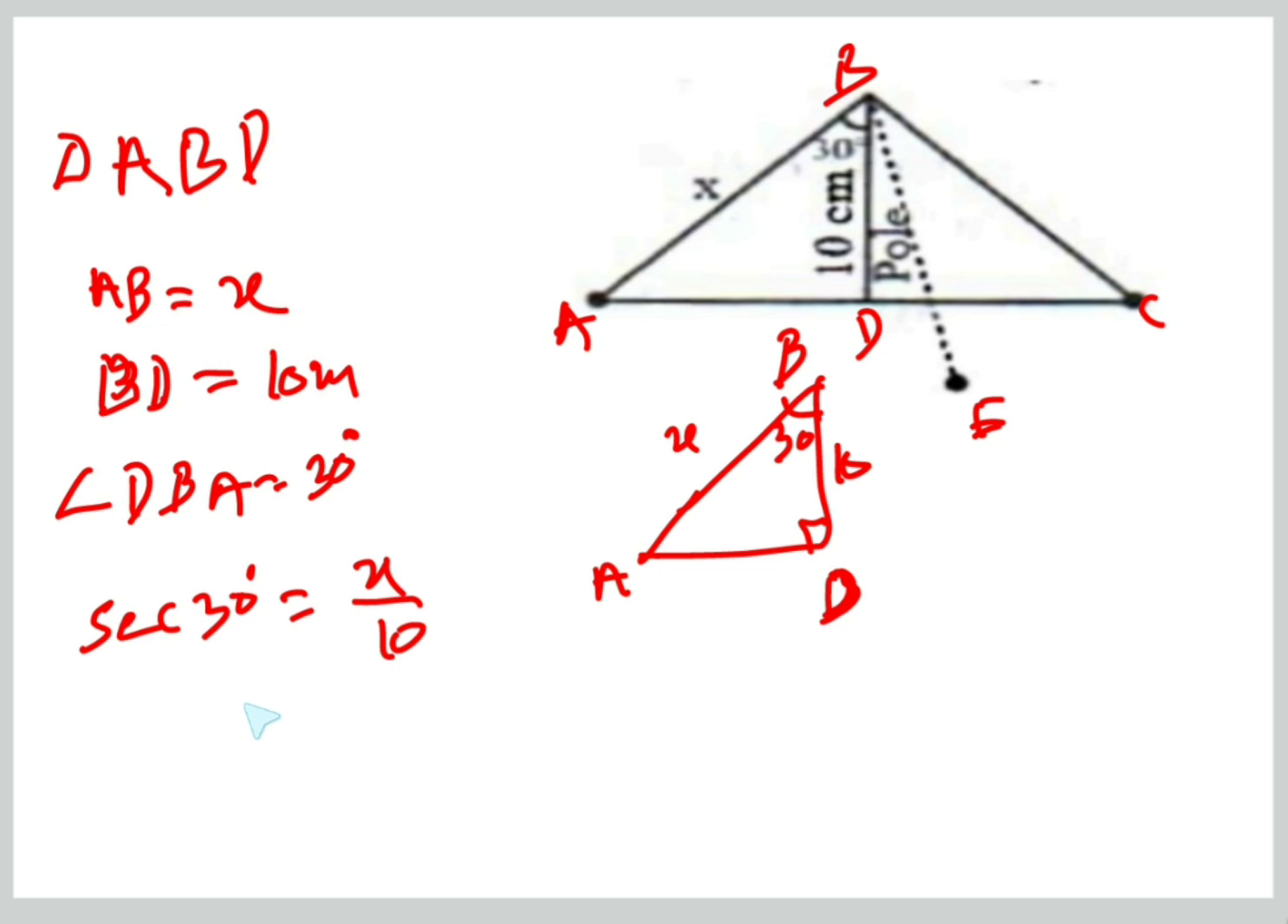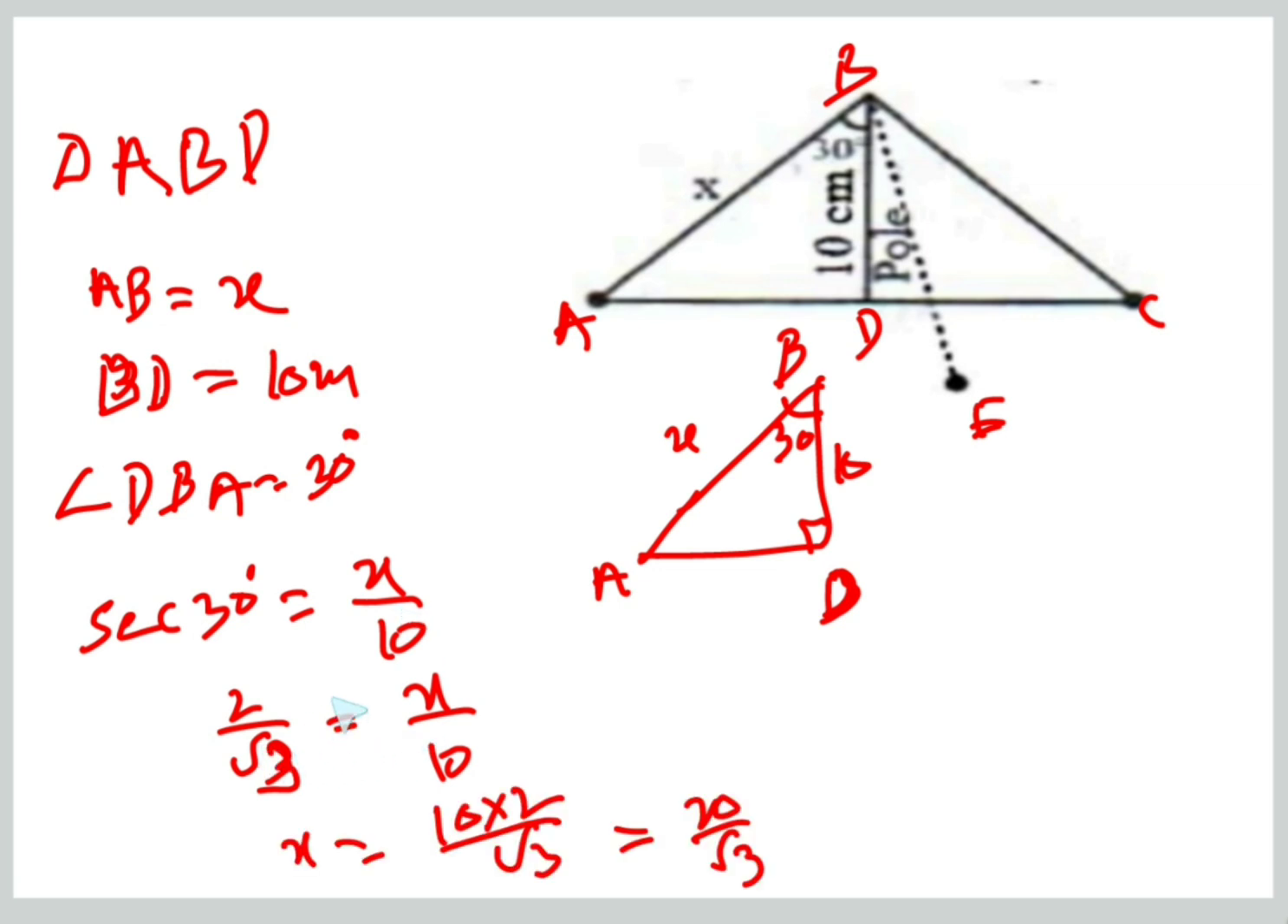Sec 30 is 2 by root 3, is equal to x by 10. So x equal to 10 into 2 by root 3, that is 20 by root 3. This is the value of x. And we need to find the three ropes; AB and BC are also the same.